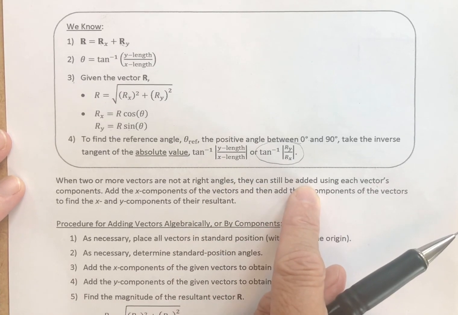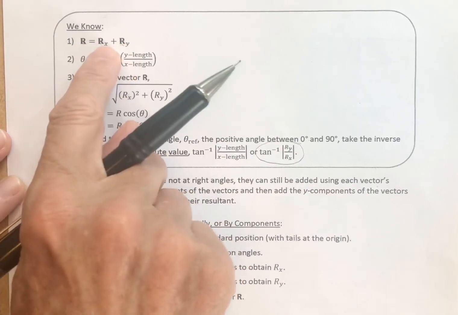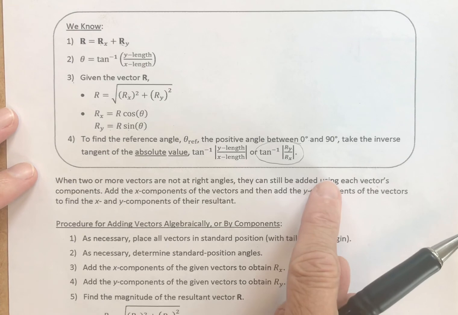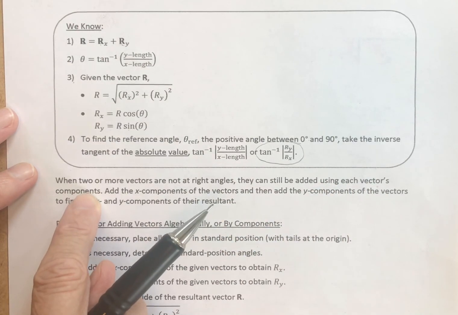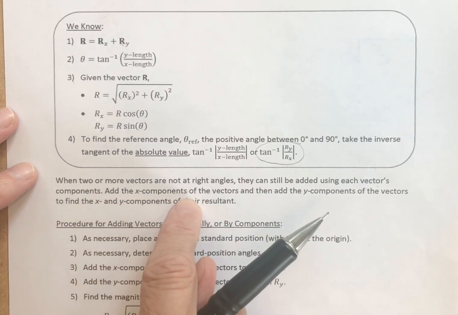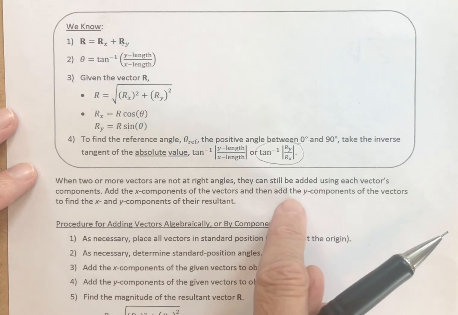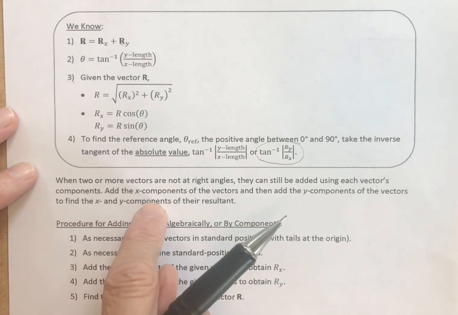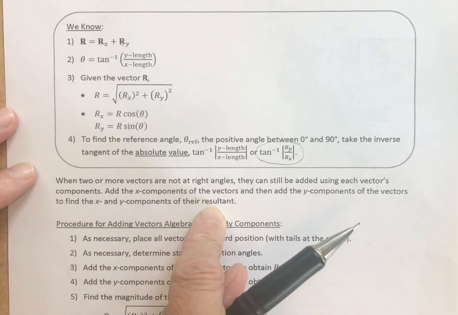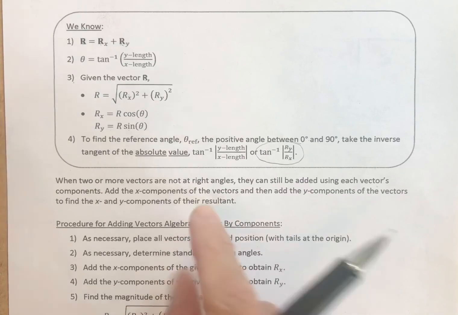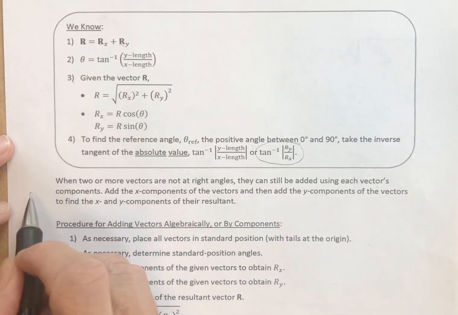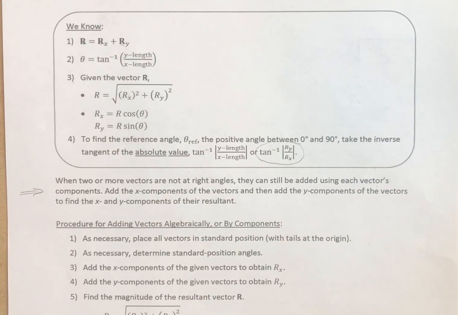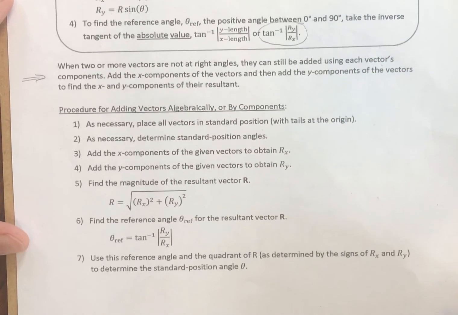And what we're going to do is replace those vectors with their x and y components. Then we can add the x components of the vectors, and then add the y components of the vectors to find the x and y components of their resultant. So we're using substitution to do this. This is obviously going to be a pretty big deal, and we're going to do 3 examples here so you can see it. Okay, so the procedure for doing this.